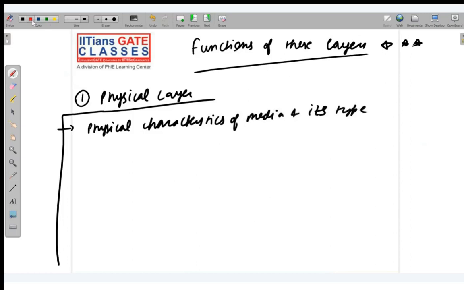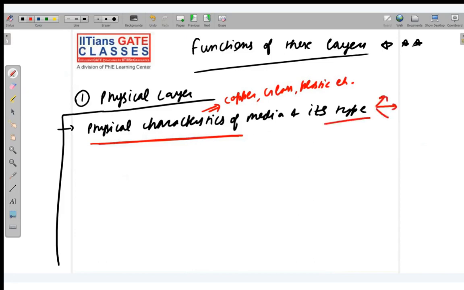What do you mean by physical characteristics? That means how media looks like. For example, is it made of plastic, or glass, or copper, and so on. That is the physical characteristics of media. Its type means what is the type of media, like whether it is wired media or wireless media, and so on.